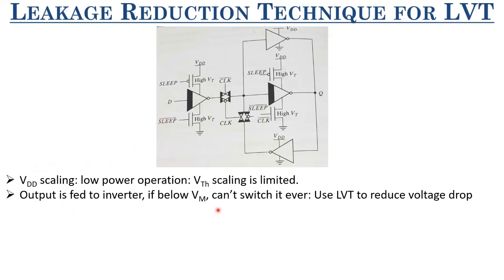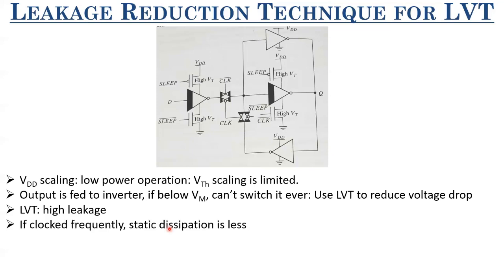You cannot switch the inverter to the other state. So LVT transistors are used; designing the circuit with LVT is preferable to reduce such voltage drop. However, as I told earlier also, LVT leads to high leakage. See, if these circuits, even with LVT, are clocked frequently, I mean, if they are changing frequently, then static dissipation is less because it's not held in the static mode.